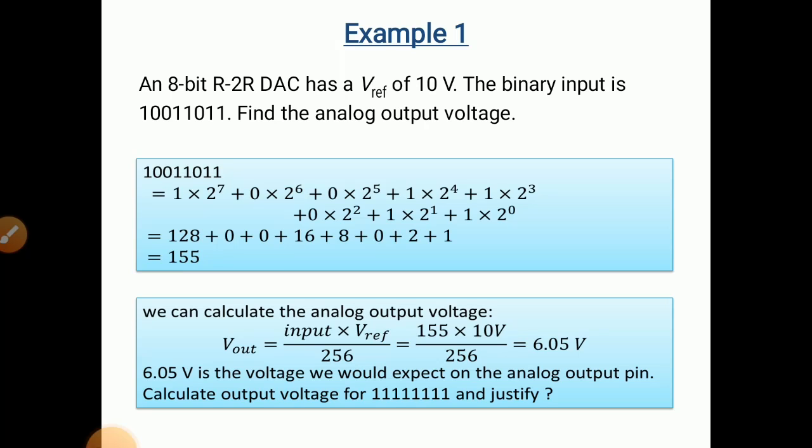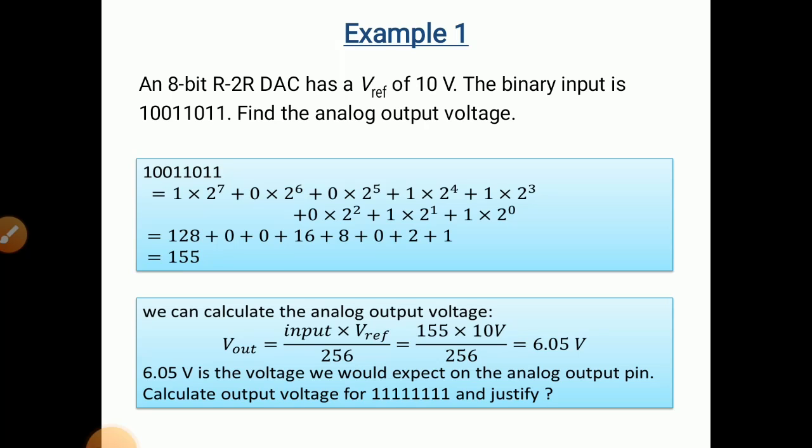Then we can calculate the analog output voltage as V output is equal to input into V reference divided by 256. What does 256 mean? We have a total of 8 bits, so 2 to the power 8 is equal to 256. That's why in the formula we have 256. So input is 155 into V reference 10 volts divided by 256, and we get the answer as 6.05 volts. So 6.05 volts is the voltage we would expect on the analog output pin. This is our answer, 6.05 volts.